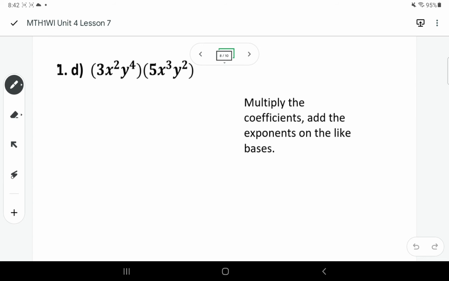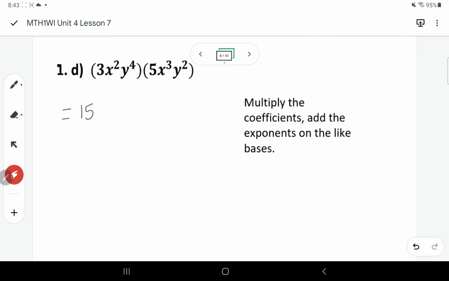Okay, now this is one that we would have done in the last section on power rules, because these numbers are not powers. They're just regular number coefficients. They don't have any exponent. They don't have anything that we have to do in terms of the power rules. This goes back to what we did before. We're going to multiply the coefficients and add the exponents on the like bases. So the number parts are coefficients 3 and 5. They're not powers, they're not exponent rules, they're just regular numbers, and we just do 3 times 5 is 15.